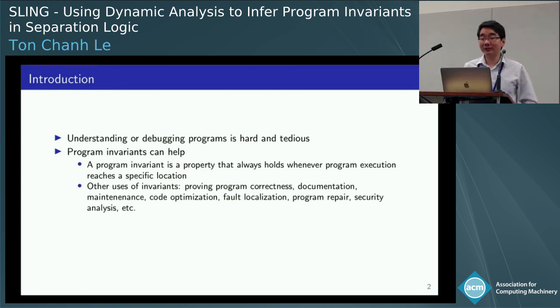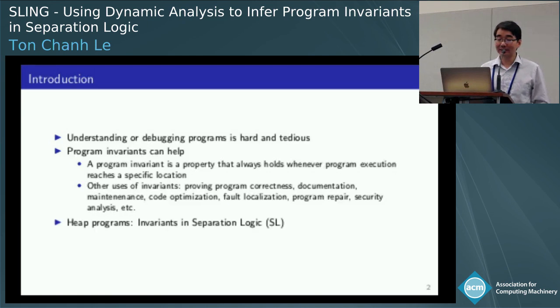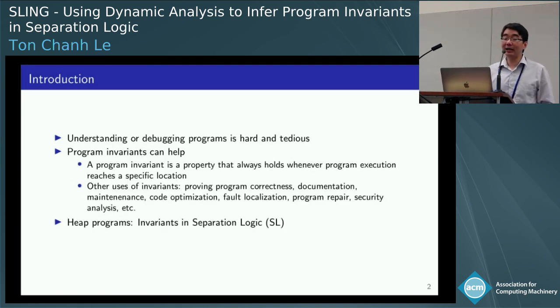Our motivation for this work comes from the fact that understanding or debugging programs is hard and tedious, but we all know that program invariants can help. By definition, a program invariant is a property that always holds whenever program execution reaches a specific location. Invariants are used for proving program correctness, documentation, maintenance, program-based security analysis, and so on. In particular, for heap programs, we can use invariants in separation logic.